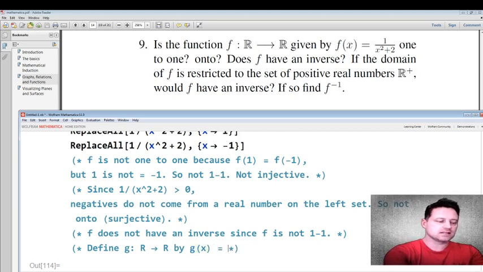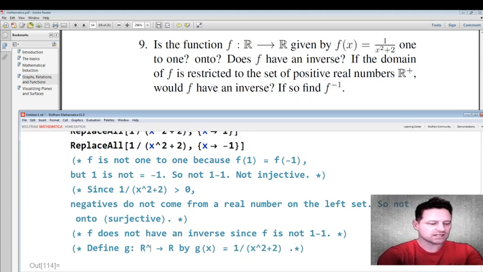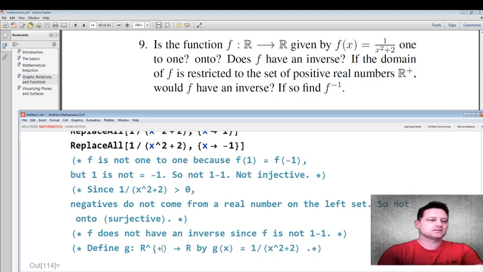G of x is equal to 1 over x squared plus 2. Except what I meant to write over here was positive real numbers. Okay, so I'll have a way to write that. So I mean positive real numbers. Now we need to test whether this new function is 1-to-1.